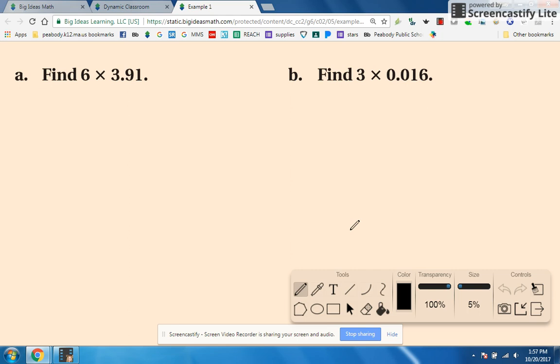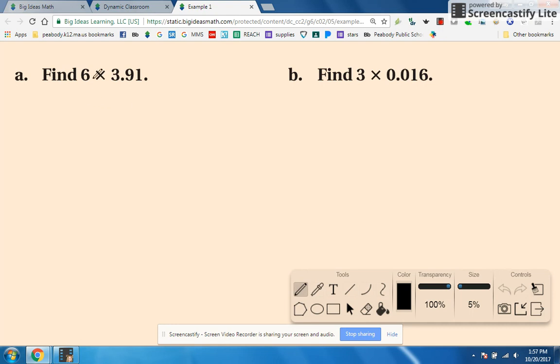So today we're going to do multiplying decimals by whole numbers and decimals by decimals. This is actually really easy to do because the multiplication is just like regular multiplication. So let me do these two examples for you. First one says find 6 times 3.91.